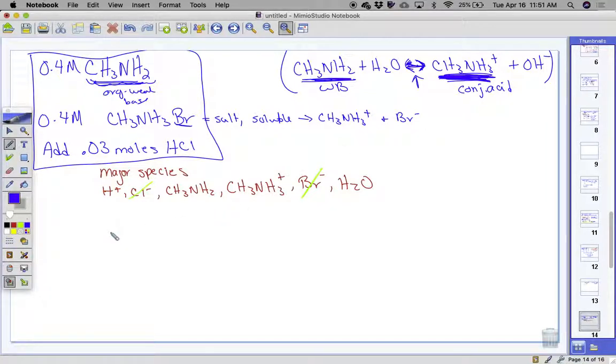Does WB stand for weak base? Yeah, WB, weak base. Sorry, that's me scribbling. All right, why did we cross out the other species? Because they're not going to affect the pH, because they are conjugates of strong acids. So they're not going to affect the pH. So we crossed them out.